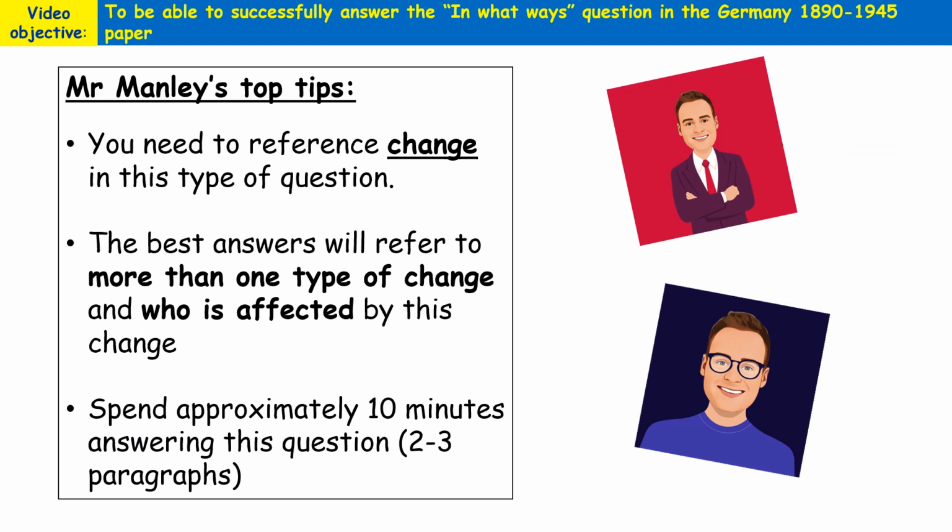So don't forget, you need to reference change in this type of question. What's happened as a result of something else happening? The best answers will refer to more than one type of change or more than one group who's affected by whatever it is that's happened, be it hyperinflation or the Wall Street crash or any of the events that take place. And finally, you want to spend about 10 minutes answering this type of question, about 2 to 3 paragraphs.